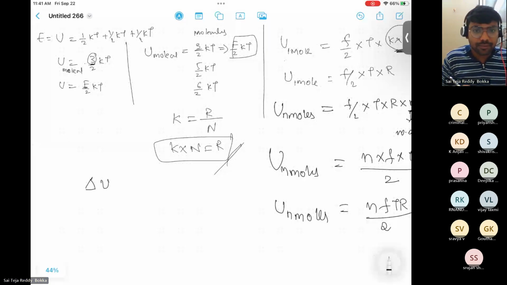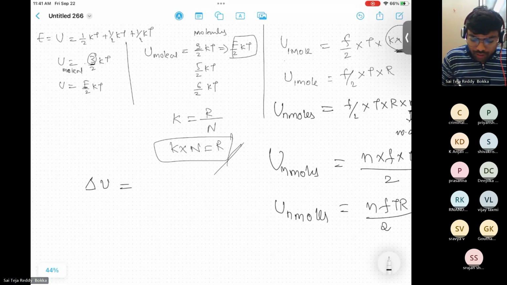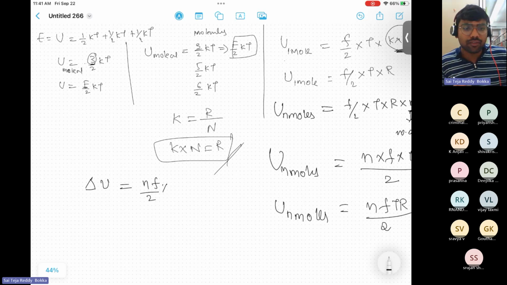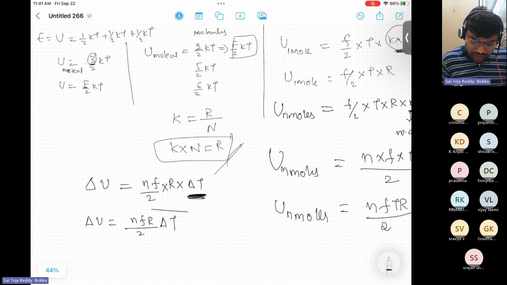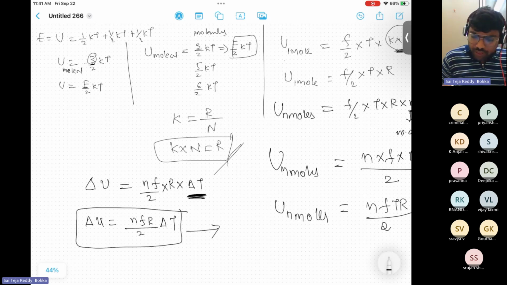Delta U is equal to n into F by 2 into R into delta T. There is only a change in temperature, so we can write R into delta T. So delta U is equal to n F by 2 into R into delta T. This is the most important formula we derived today. Just make a note of it.